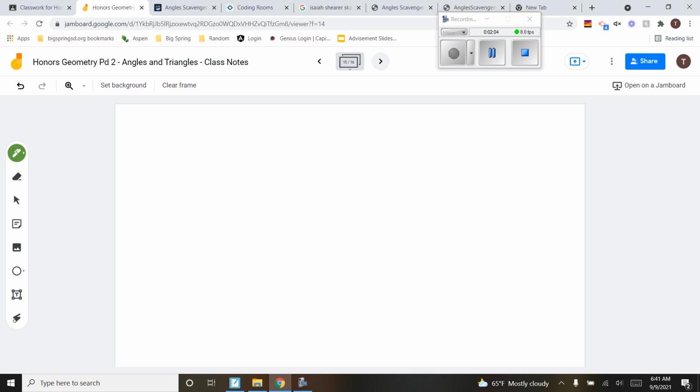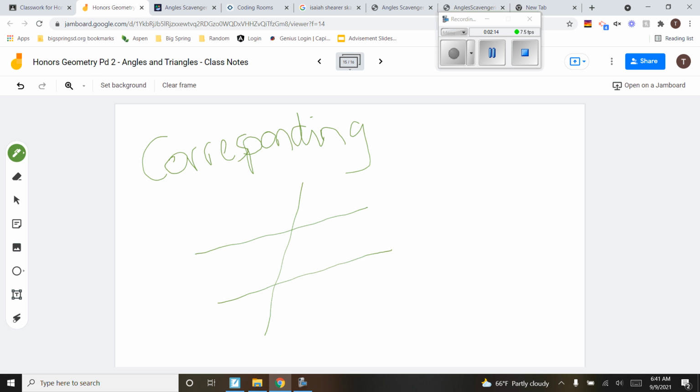So corresponding angles would be, here's my two parallel lines, here's my transversal, and oftentimes we use this little arrow symbol to show that they're parallel. See how that angle's kind of in the top left of that set of four up there? So that would correspond to this angle.